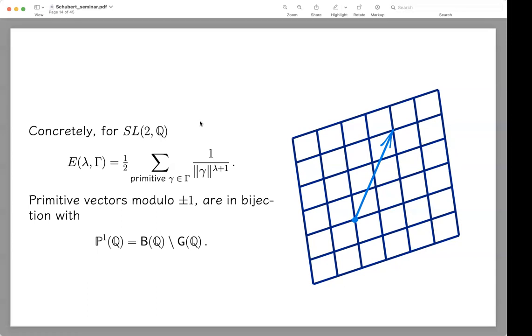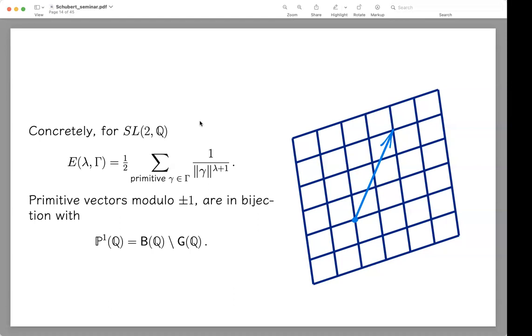So just repeating myself, you sum over primitive vectors in your lattice, and you take their norm and you raise it to some power. So it'll be some function of a lattice. If this power is big enough, then this series will converge and will give you some function of a lattice. And maybe one thing to notice is that the primitive vectors modulo plus minus one are the same as rational points of P1.